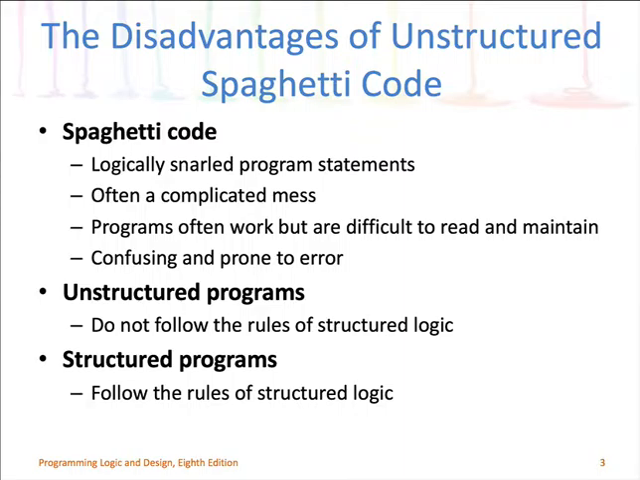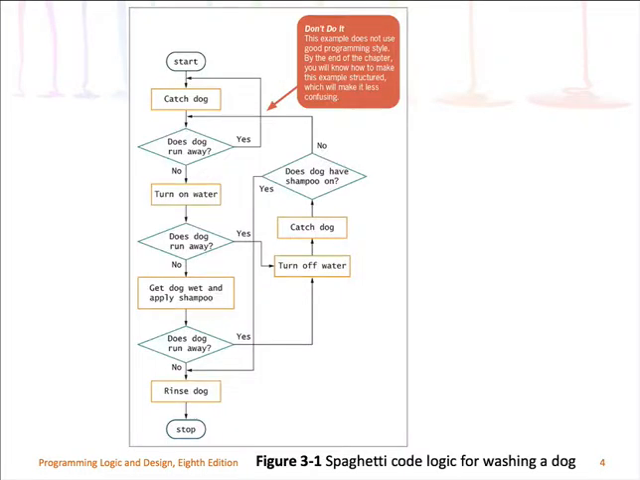These last two definitions are kind of circular in my opinion. A structured program is one that follows the rules of structured logic. An unstructured program is one that does not. So we'll learn what makes a program structured, and if it doesn't follow those rules, then you would consider it unstructured spaghetti code.